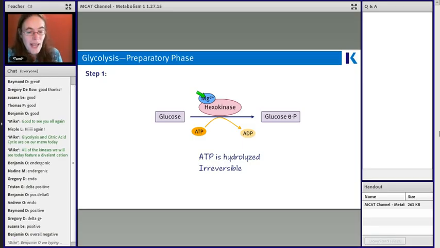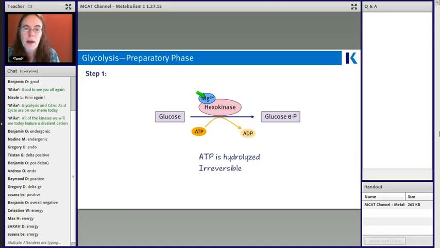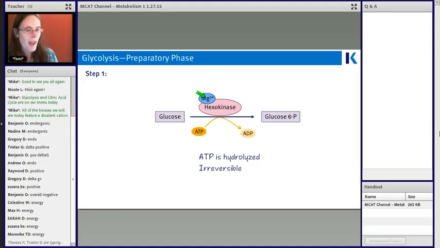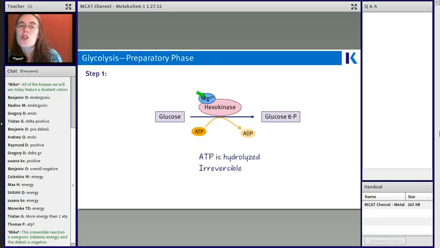So it's overall negative, which means what am I going to have to put a lot of in to go backwards from glucose 6-phosphate to glucose? I'm going to have to put a bunch of energy in. Do I have the energy to do that? No, and it's going to be more energy than an ATP, most likely. Yes, Tristan. So that's why this is irreversible. It lets off so much energy that to go back to glucose, it's just not going to happen. So this has a very, very large negative delta G.